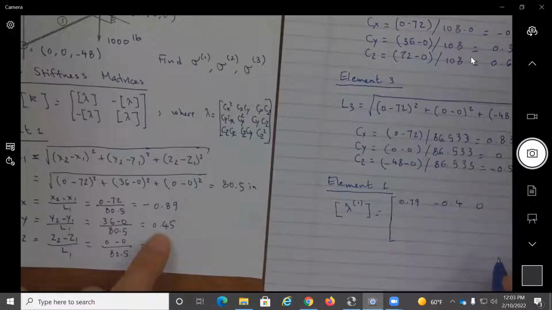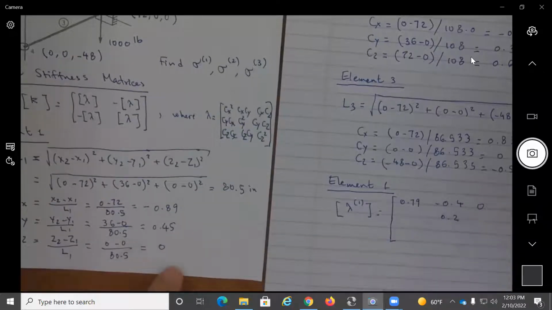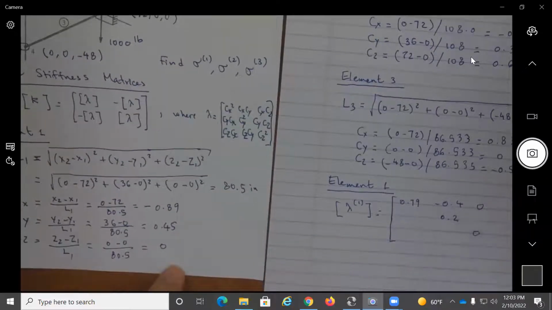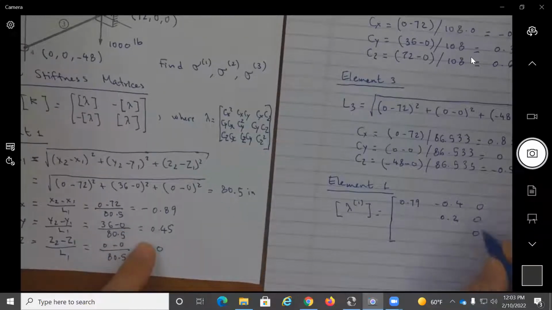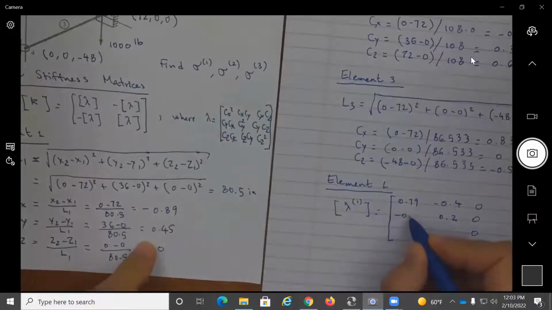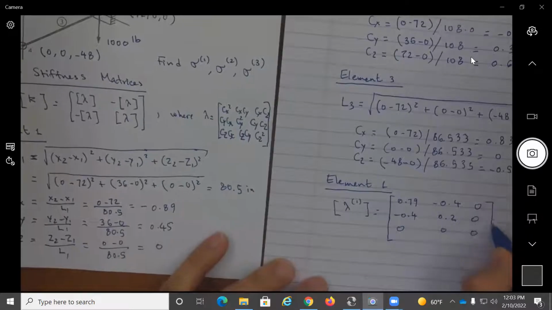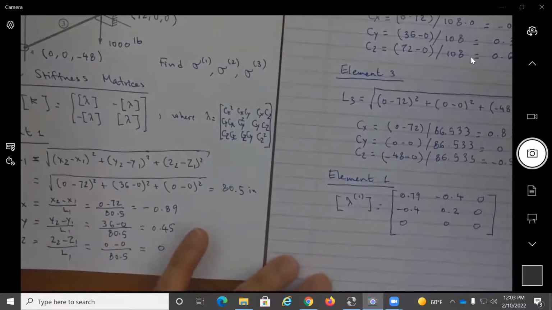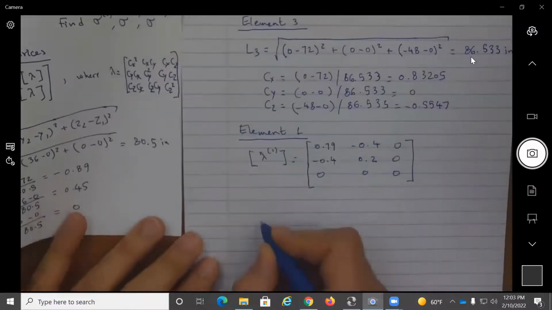Cy squared, that's 0.45 squared. I'm going to get like a 0.2. Cz squared is a 0. Cy, Cz would be a 0. It is symmetric, so I have here a minus 0.4, a 0, and a 0. So that would be lambda 1. So what would K1 look like?